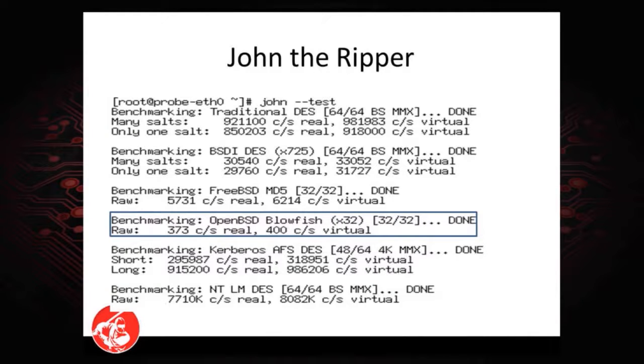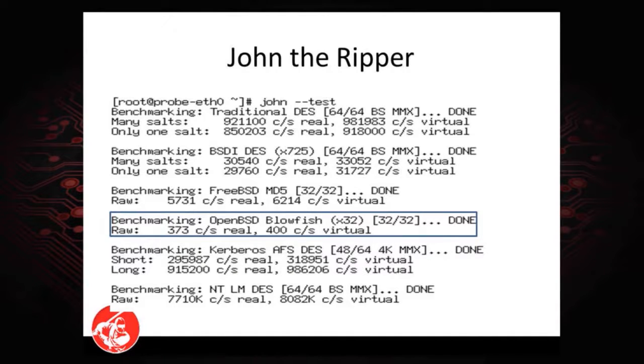As you see, this john --test says in John the Ripper, I'm going to test for this hardware how fast I can crack passwords. As you start looking down through there, you see the different salts and seeds, but the area highlighted in the box is OpenBSD Blowfish. Look at how many crypts, the C stands for crypts. How many crypts per second can he do against OpenBSD Blowfish? 400 crypts per second.